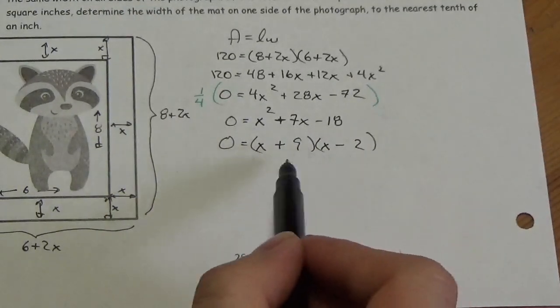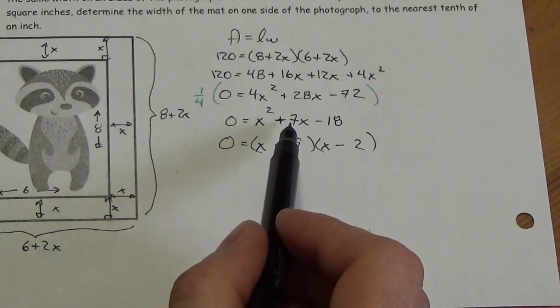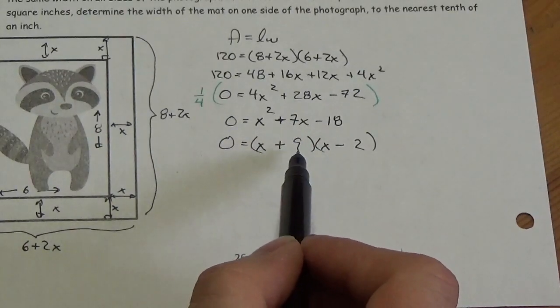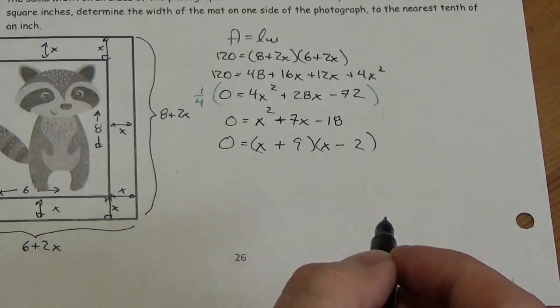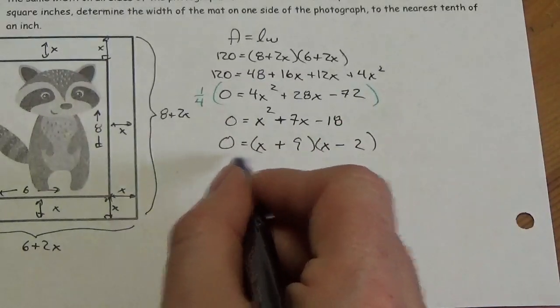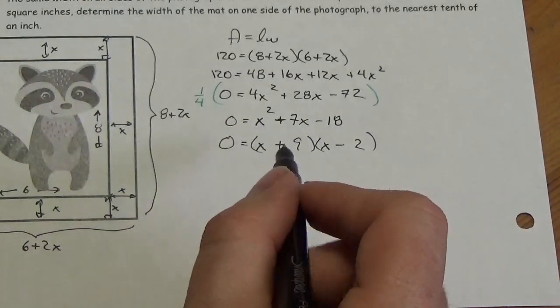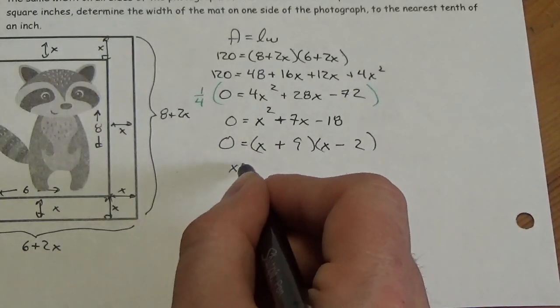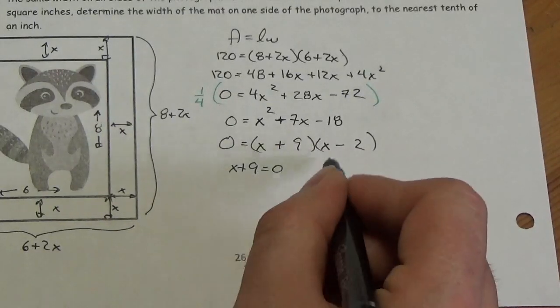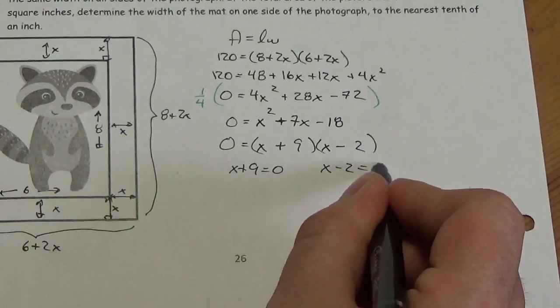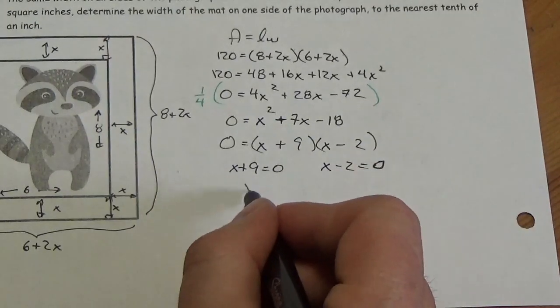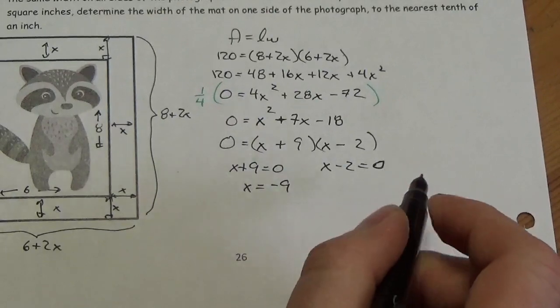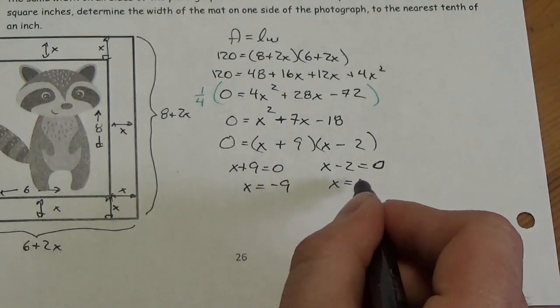And now when I multiply that out, do I get the positive 7x? And yes, I do: negative 2x and positive 9x. Okay, so that is the factored form. Now, this equals 0, which means either x plus 9 is equal to 0, or x minus 2 is equal to 0. Bring the 9 over. x is either equal to negative 9, or x is equal to positive 2.